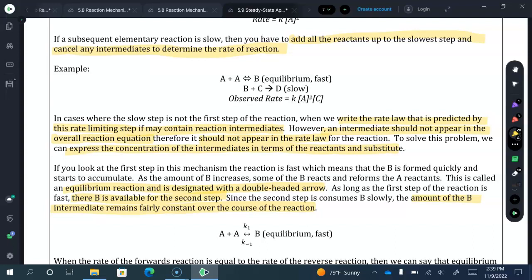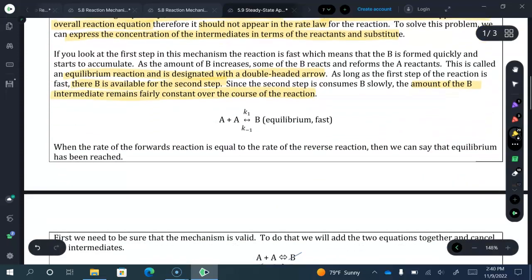In cases where the slow step is not the first step of a reaction, when we write the rate law that is predicted by the rate determining step, in this case, it would be based on B and C. But B is an intermediate and cannot appear in the rate law, because it also does not appear in the overall reaction. So we have to express the concentration of the intermediate in terms of the reactants and substitute, and we're going to look at how to do that.